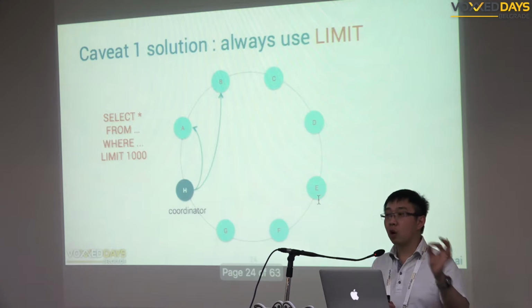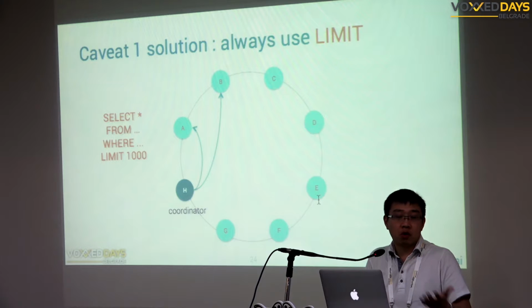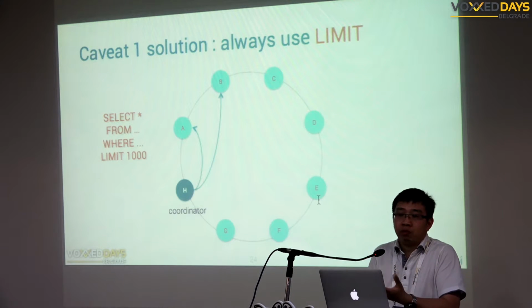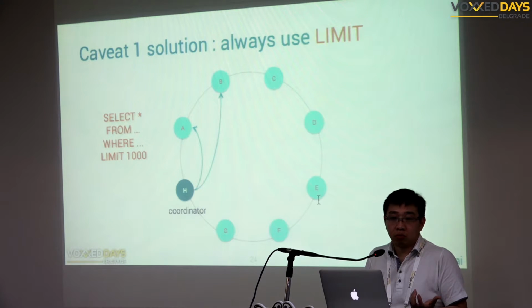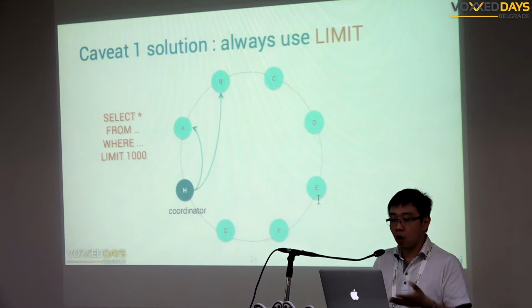So the solution is always put a limit, right? If you have 2 billion rows, probably you don't want to fetch 2 billion rows. You may be interested in 100 results or 1000. So always put a limit.